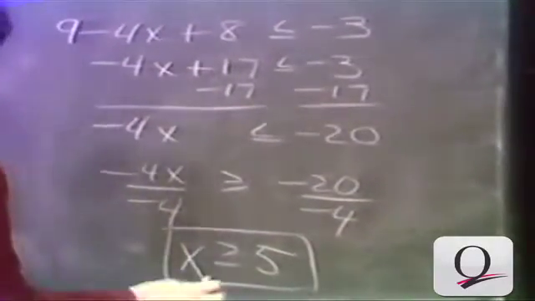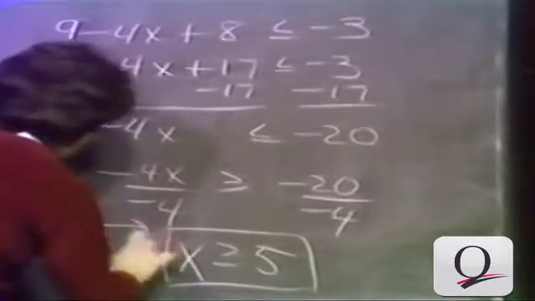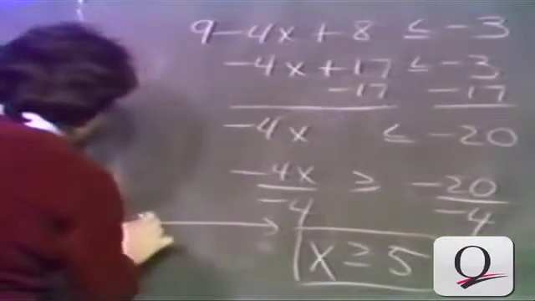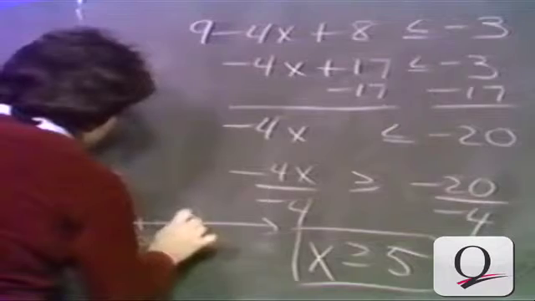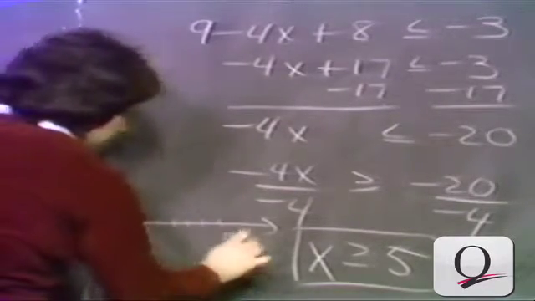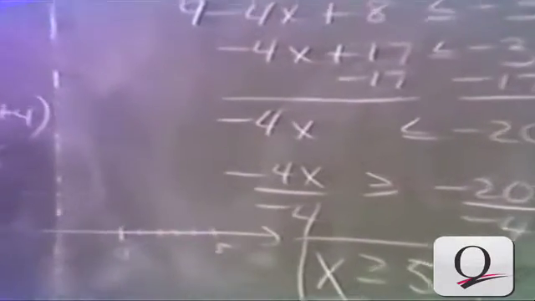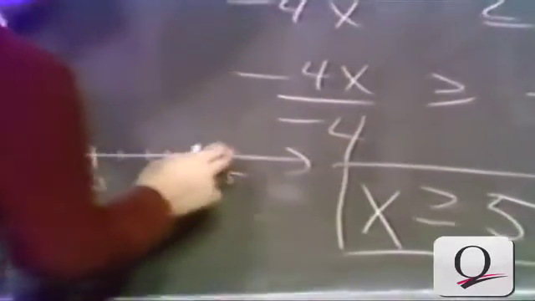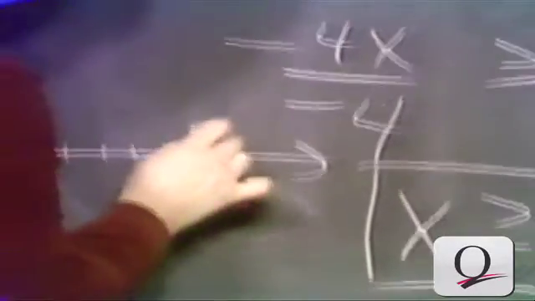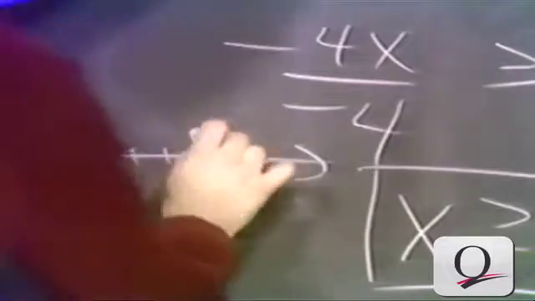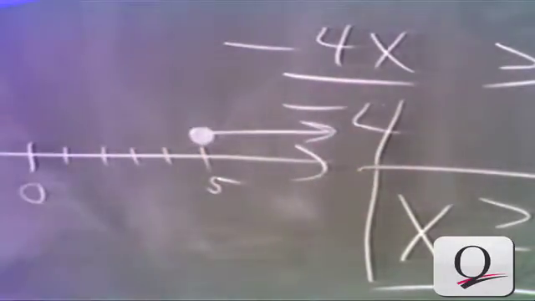And this would be indicated on the number line as follows. If here is 0, 1, 2, 3, 4, 5. We want all those values greater than or equal to 5. We can indicate that by a filled-in circle on the 5 and then moving off to the right.